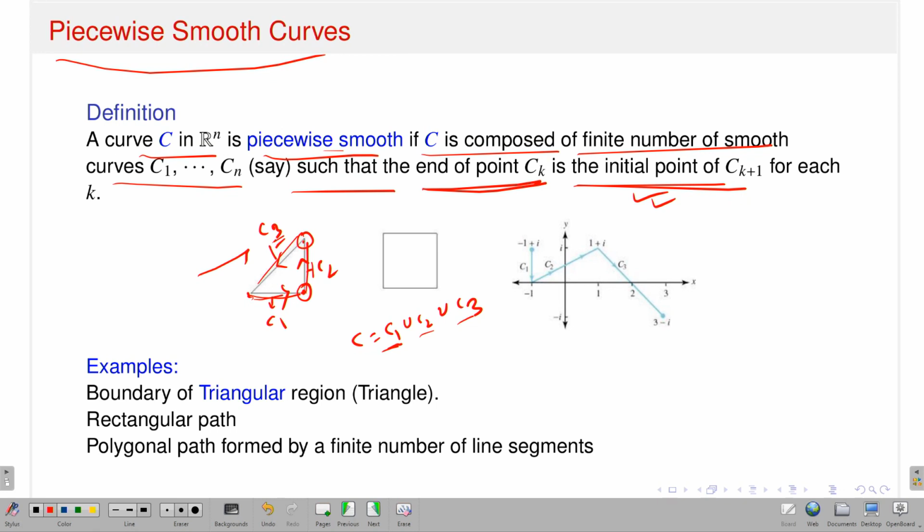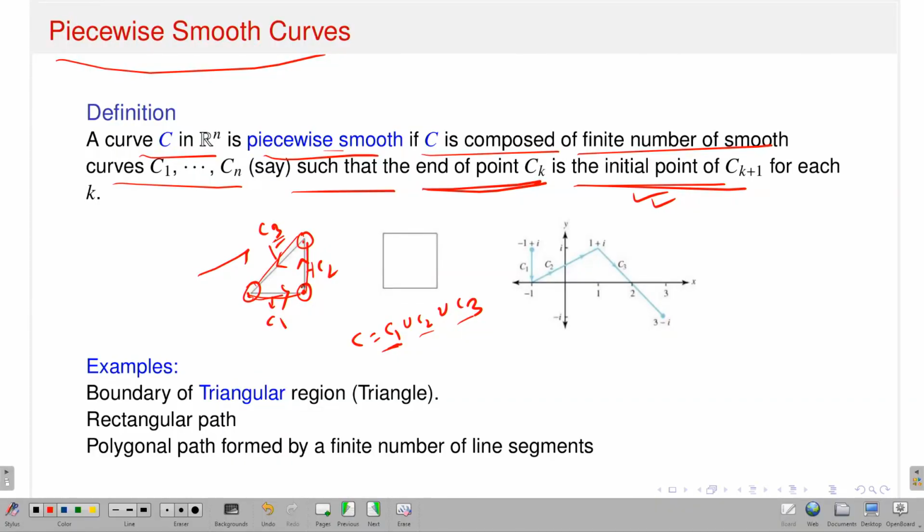Piecewise smooth means what? It is actually smooth, but the smoothness breaks at finitely many points. Where does the smoothness break? These are the possible points where your smoothness breaks, because it is a sharp corner. So, it is not smooth fully, but it is smooth almost everywhere except at finitely many points. In other words, start with finitely many smooth curves and join them in such a way that the end point of Ck should be the initial point of Ck plus 1.